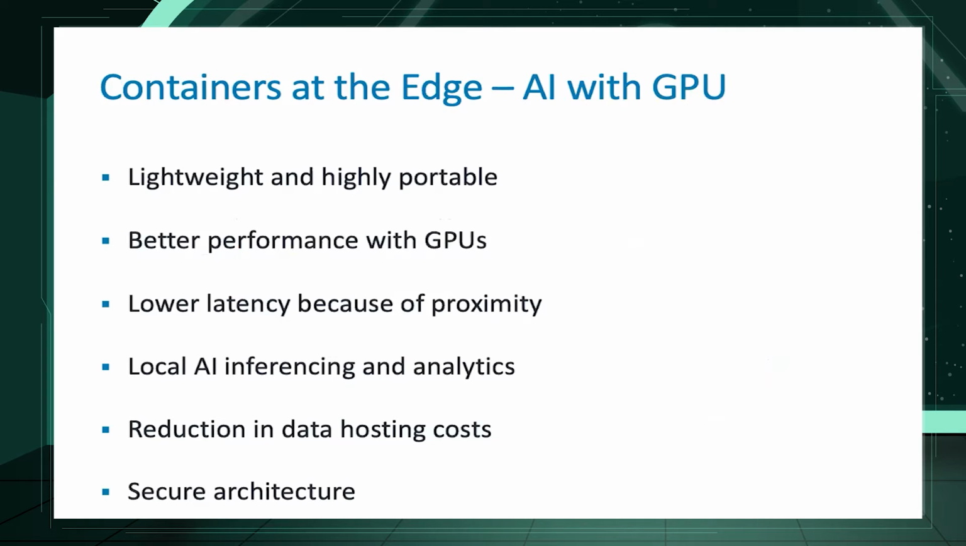So now let's talk about containers at the edge and AI with GPU. Why do containers make ideal candidates to run at the edge? We start with that. We all know that they are lightweight and highly portable. Deploying applications in the form of containers and then eventually microservices makes much more sense because of these edge devices and their compute capabilities. So containers make an ideal candidate for that.